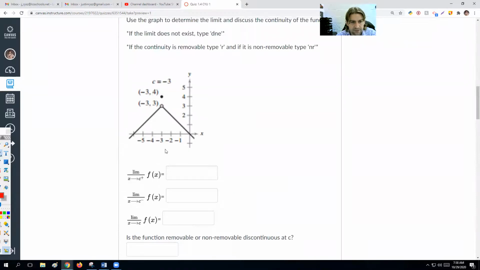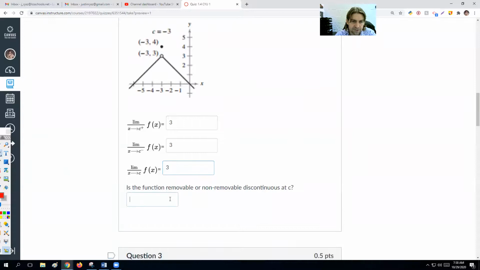Okay. Let's look at the next one here. Coming from the right side, this is going up towards 3. Coming from the left side of the graph, this is going towards 3. What's the limit? Both of them are going towards 3. Even though the point is at 4, the limit is going towards 3. Now, what kind of discontinuity is this? If all three of these match, this is a removable discontinuity.